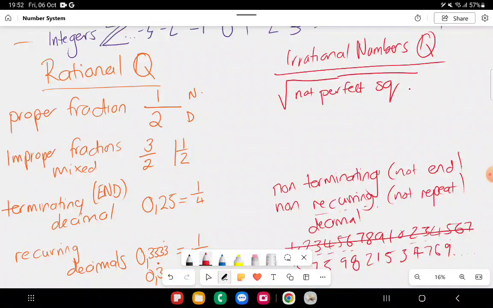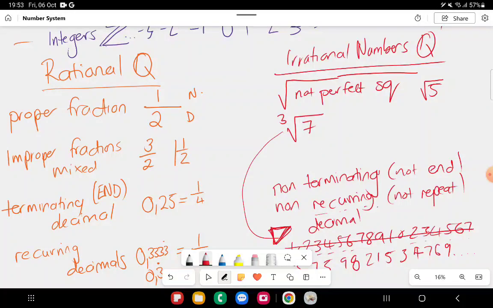For example, the square root of 5 is not a perfect square. It is irrational. The same applies for cube roots. The cube root of 7 is irrational. So if it's not a perfect square or a perfect cube, it's going to give you an answer like this, and that is why it is irrational.